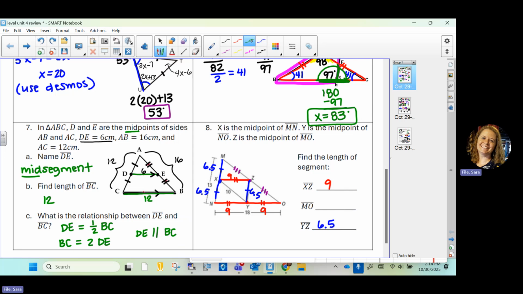All right, and then last but not least, the purple one, this X to Y is 10. So what's this length all the way from M to O? 20. Yeah, because each half is 10. So the whole is 20. Too easy. As long as you know the relationship, it's just either doubling or cutting in half to get those missing segments.